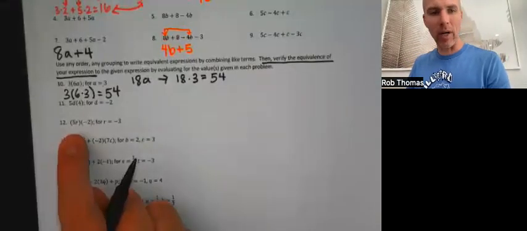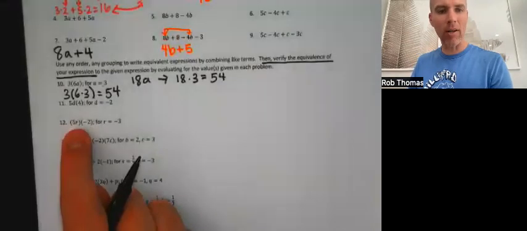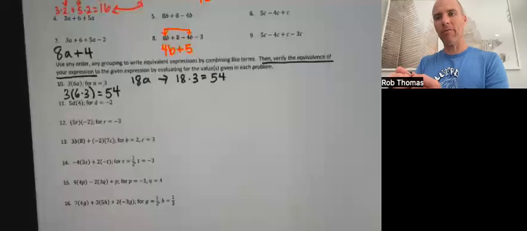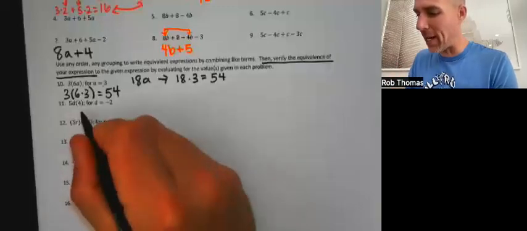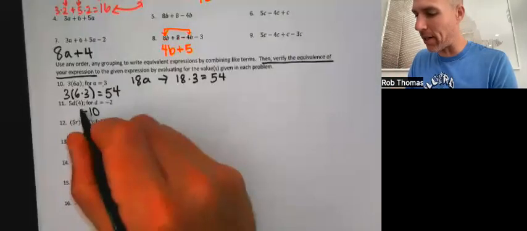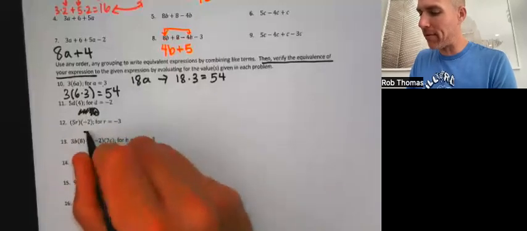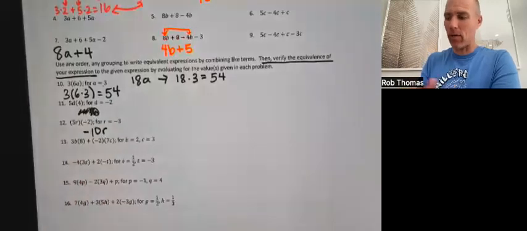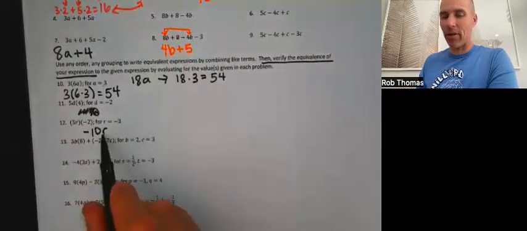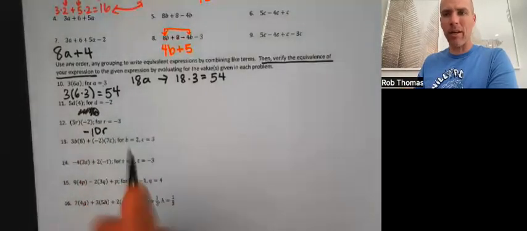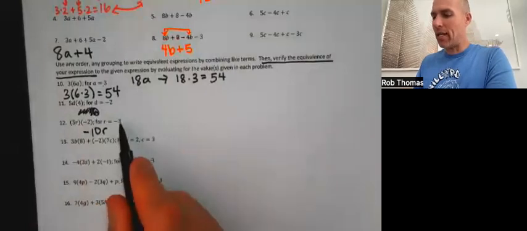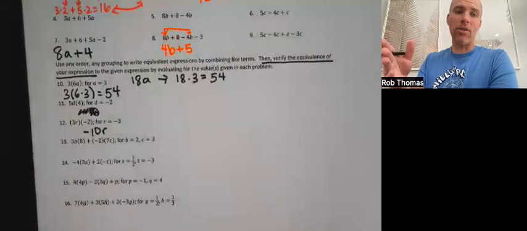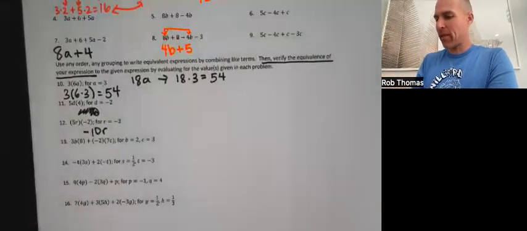Let's see here. How about number 12? We got 5r times negative 2. So we just do the negative 2 times the 5. That's negative 10. We got negative, oops, I'm writing in the wrong spot. Negative 10r. Now, if you were going to verify this one, you would put negative 3 for your r in this one. I think you get positive 30. And you would need to put negative 3 for r in the original one as well, and show that it also comes out to 30.